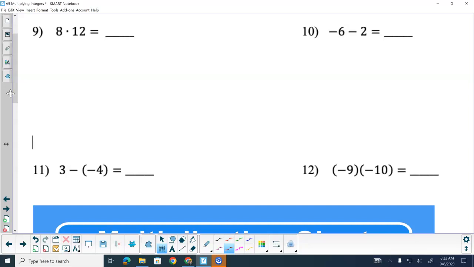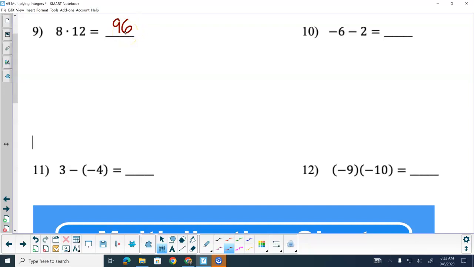Okay? So in this first one, it is a multiplication problem. Yes, no, or maybe? Yes, it is. So we go over to 12, we go down to 8, meet my fingers. What do we get? 96. Positive or negative? Positive 96. I would agree with that.